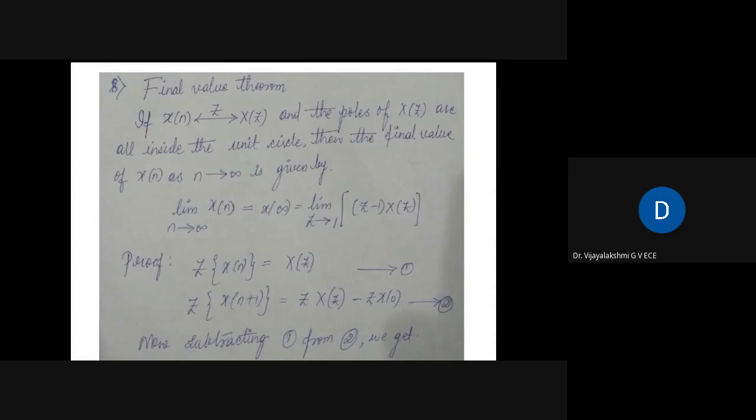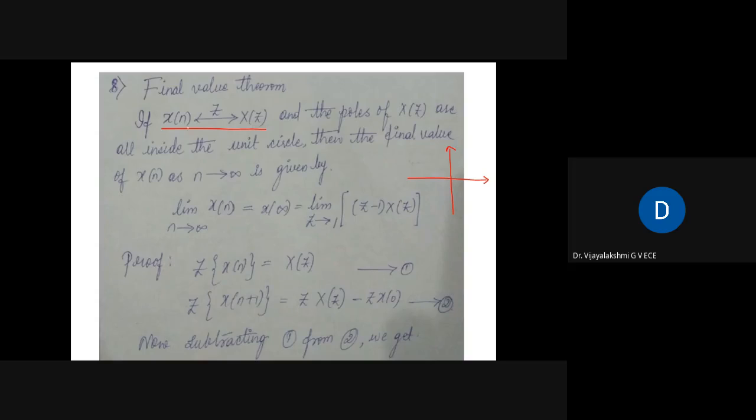So if x of n and x of z form a z transform pair, and the poles of x of z are all inside the unit circle. So where does this unit circle come into the picture? Like I told you, in the z plane you have the ring, right? When you find out the region of convergence, it is something like that.